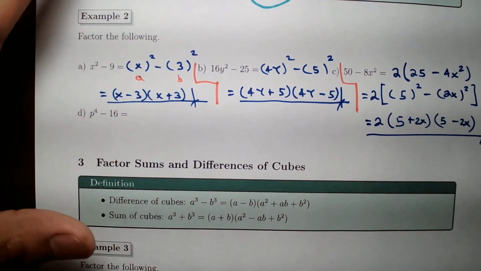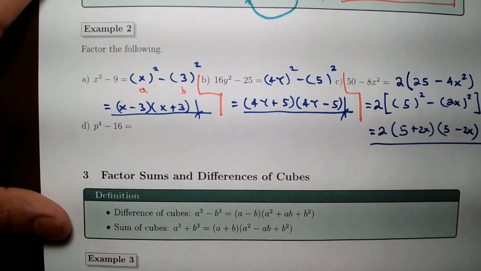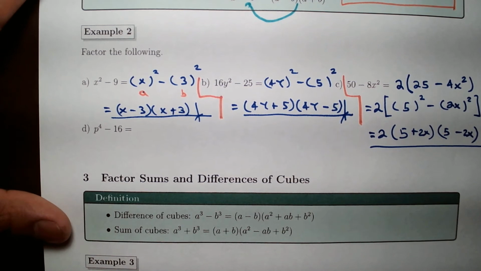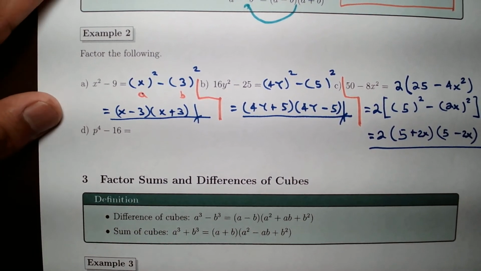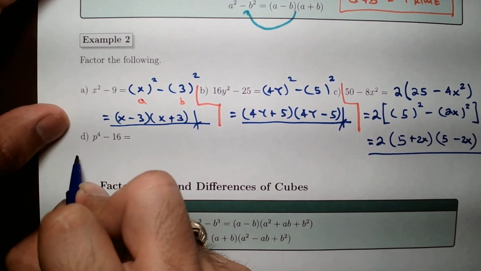p to the 4 minus 16. Well, in this case, even though we're factoring a difference of squares, this is a difference of fourth powers, but we are going to initially treat it as a difference of squares. So how are we going to do that? Well, number one, let me put it below.